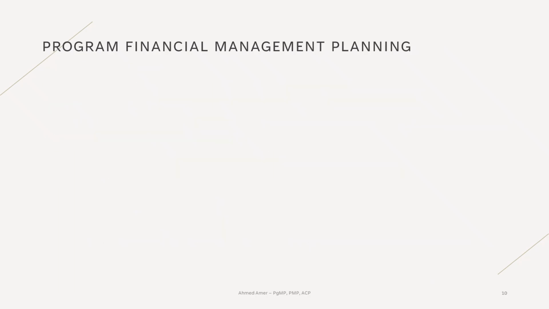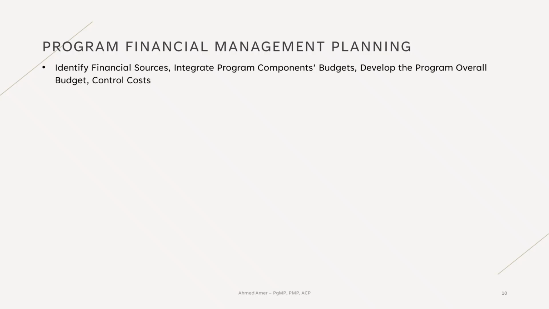As we are done now with the cost estimation and financial framework management, it's time to talk about financial management planning. Program financial management is all about understanding where the program's money comes from, how it is allocated, and how it is controlled over time. It includes identifying financial sources, integrating the budgets of all program components, building the overall program budget, and then managing costs as the program progresses.